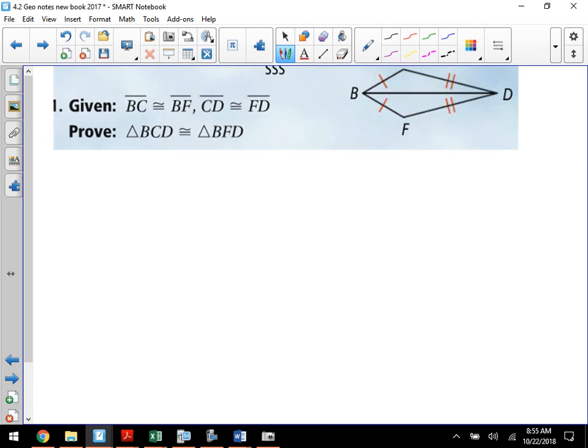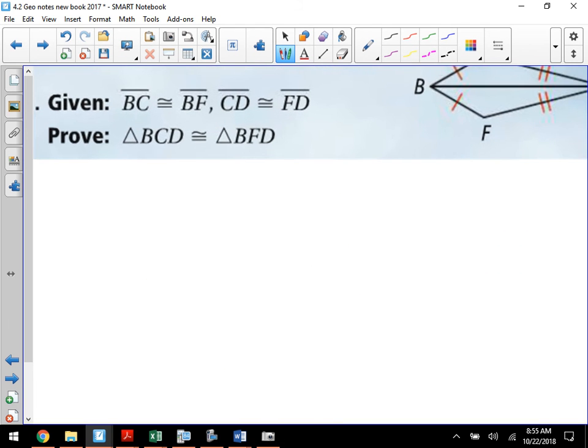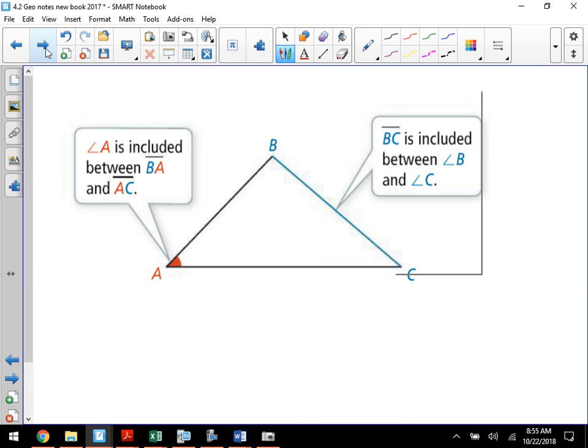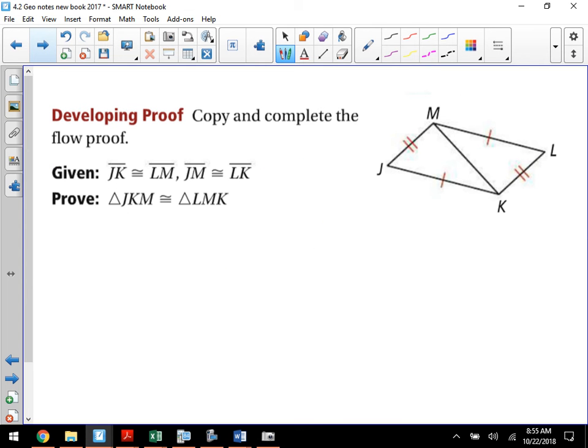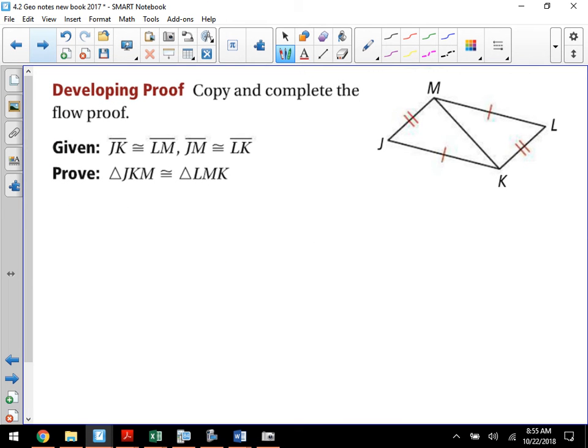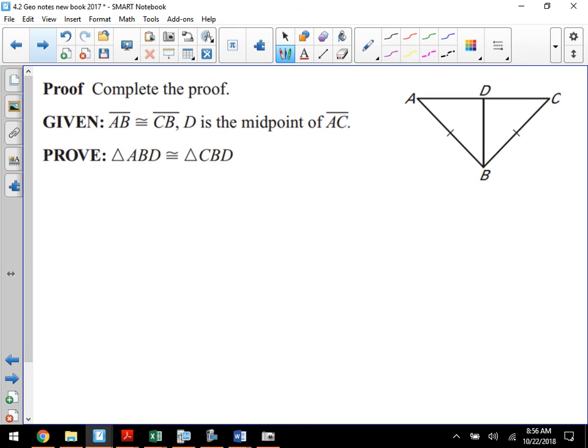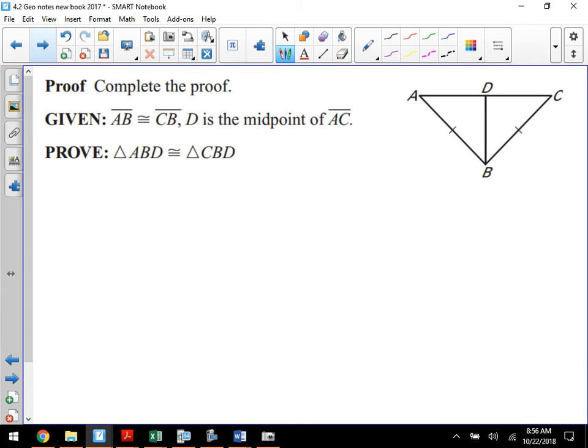So let's try this one. No, I want to do this one. Easy. Yeah, we'll do this one. One that has a progression to it. All right, take a second, write it down, draw the picture.